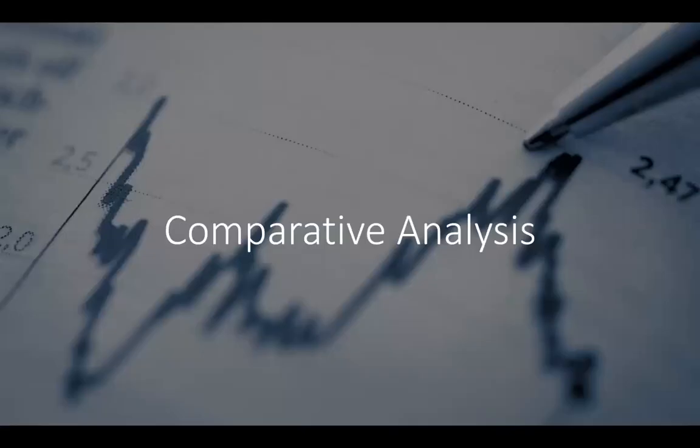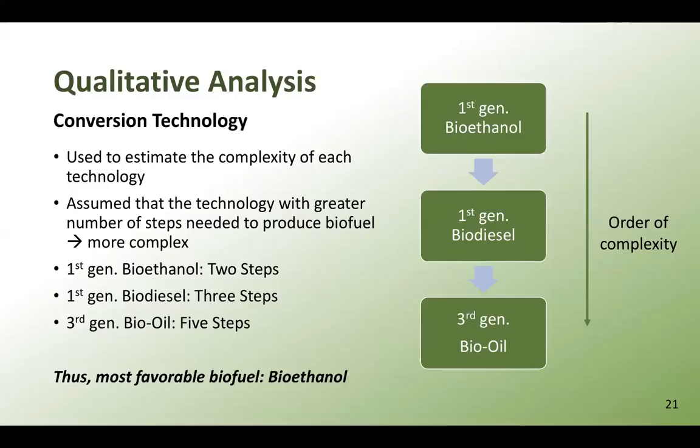So now for our comparative analysis, we first decided to compare our three biofuels in terms of a qualitative analysis, and we decided to do that through the conversion technology, which is basically used to estimate the complexity of each technology. And we assume that the technology with the greater number of steps needed to produce the biofuel is hence more complex and more undesirable, so unfavorable.